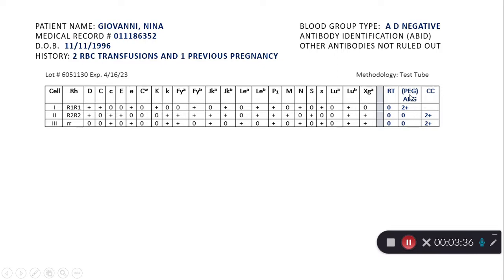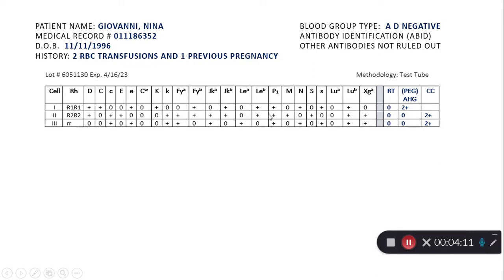We're also using polyethylene glycol, otherwise abbreviated as PEG, as our enhancement media. And this CC refers to your IgG-coated check cells or your Coombs control cells, which are only used as an internal control to make sure you added anti-human globulin or anti-IgG to the tube. So only cells that are non-reactive at this AHG phase do you add these IgG-coated check cells as an internal quality control, so to speak.